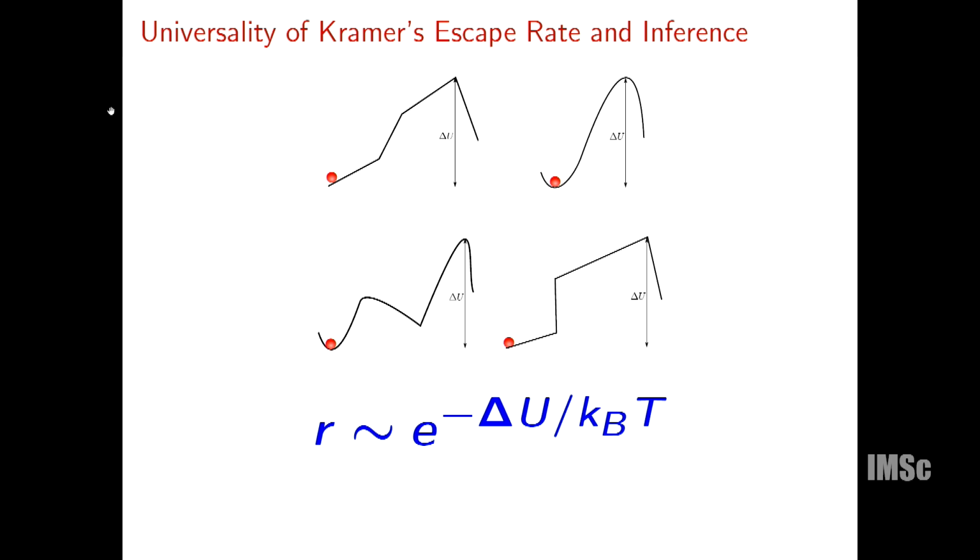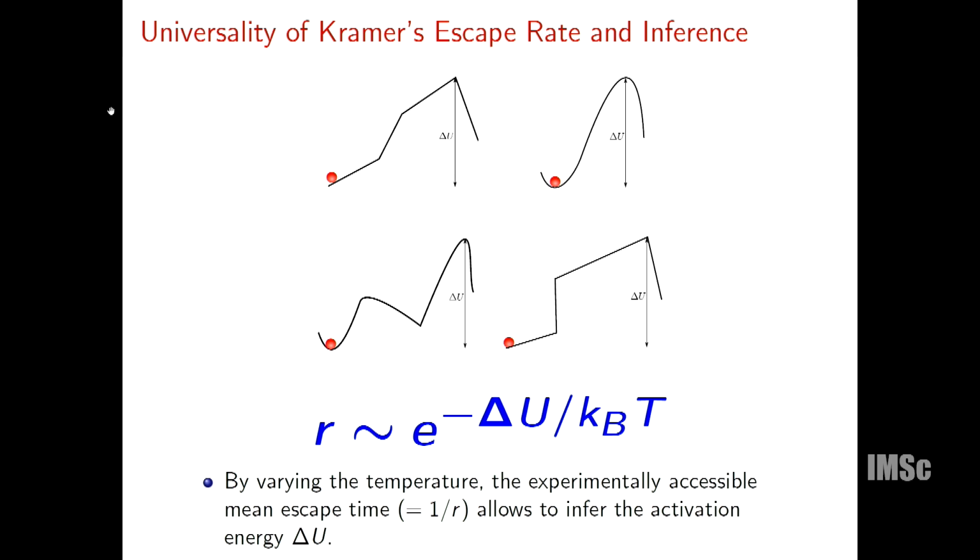So this is the universality that Kramer's escape rate brings in, and this universality has been used in experiments to determine some properties of potential landscape in which the particle is kept. For example, you can think of an experiment in which a Brownian particle is kept, and after some time, we note the time at which we find that particle at some particular position.